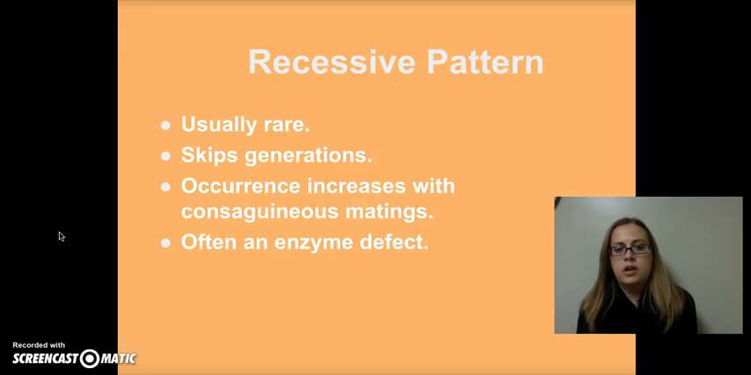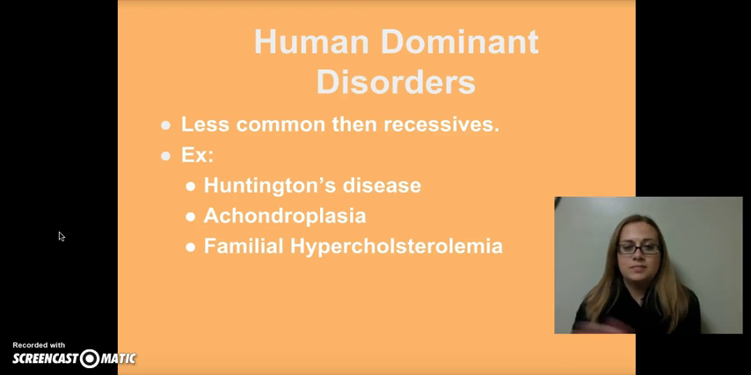So diseases with recessive patterns are usually rare. They're able to skip generations. Occurrence increases with consanguineous matings. Okay, so incest essentially increases the likelihood of recessive disorders. And a lot of times it's an enzyme defect.